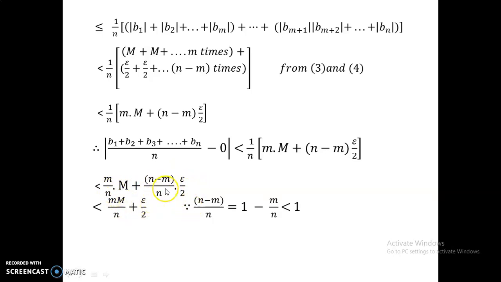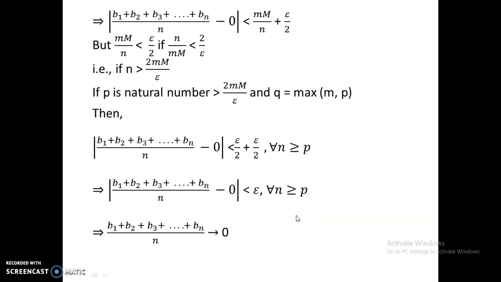So it means, keep in mind, minus m by n and plus m by n get cancelled with each other. So then we have m times capital M by n, plus epsilon by 2. Because n minus m by n is 1 minus m by n, that should again be less than 1. So that's why we can have m times capital M by n plus epsilon by 2. But as we know, m times capital M by n is less than epsilon by 2, provided that this reciprocal should be less than 2 by epsilon.